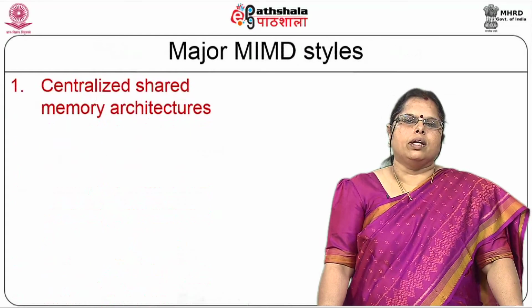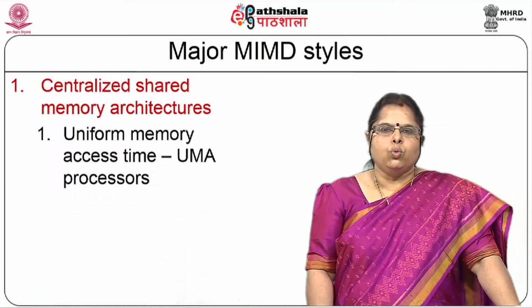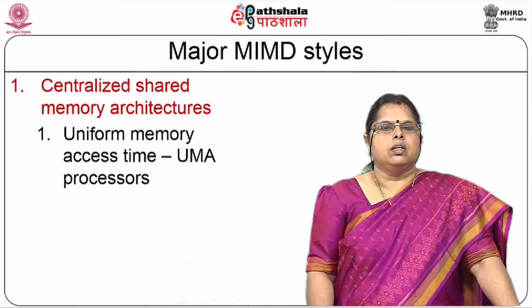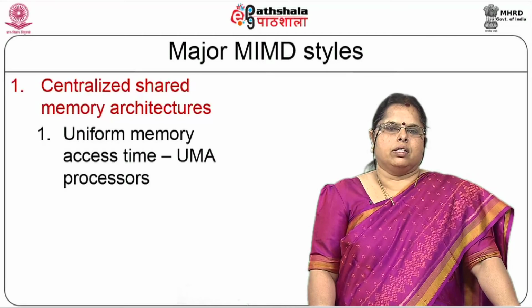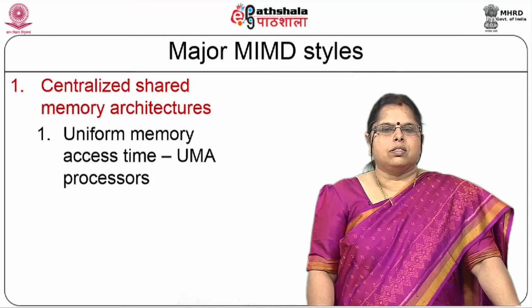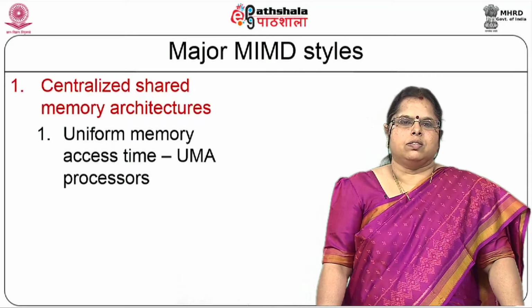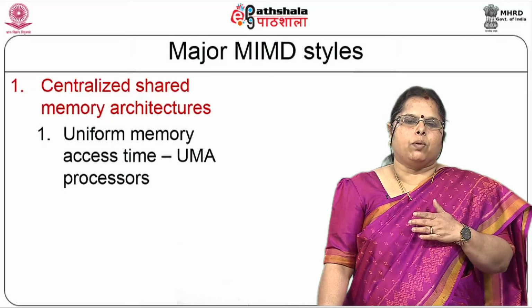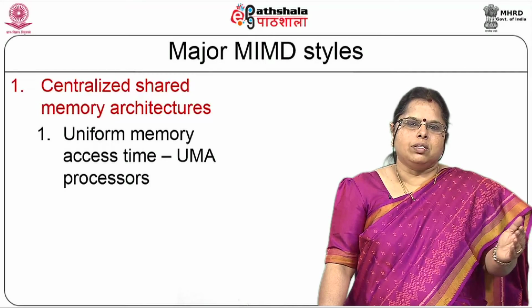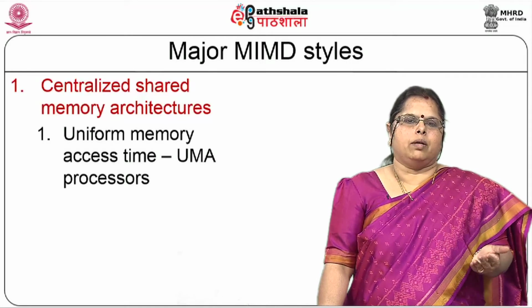If you look at the different types of MIMD style of architectures, you basically have two types: centralized shared memory architectures and distributed shared memory architectures. Centralized shared memory architectures follow a UMA architecture, that is uniform memory access time. First of all, they are shared memory architectures. The memory that is available is shared among the multiple processors, and it is a centralized shared memory architecture.